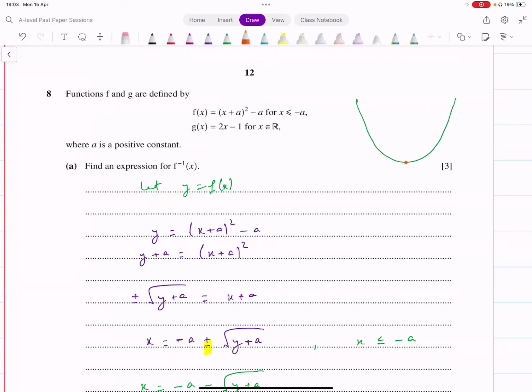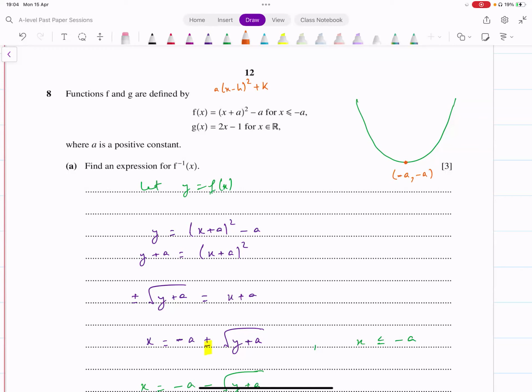What's the turning point? Compare it with the standard form. Remember the standard form, x minus h whole squared plus k. So the number that you have inside, you flip the sign for that. It becomes minus a. The x coordinate of the turning point is minus a. It's completed square form, right? And the number that you have outside, that sign remains the same. The y coordinate is minus a as well. This is the turning point.